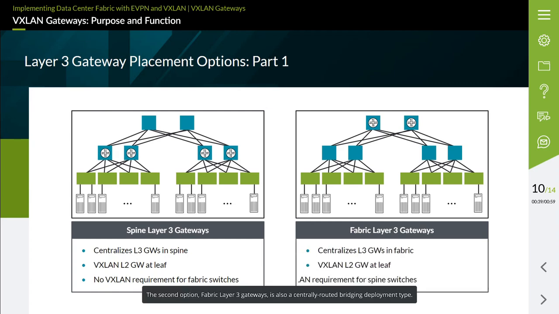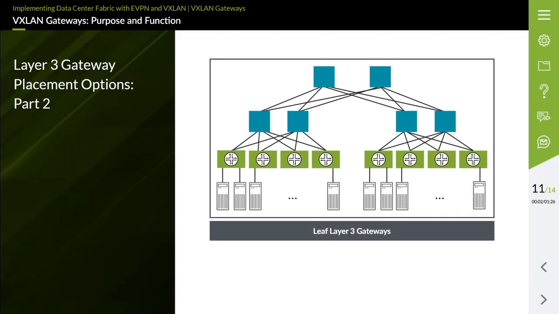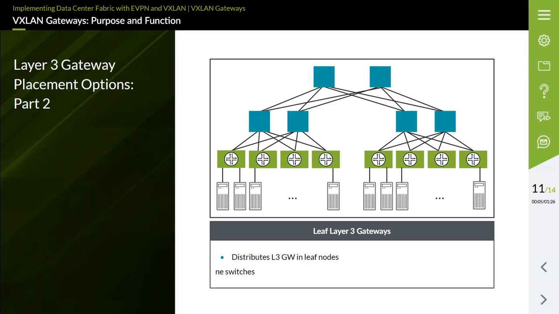The second option, Fabric Layer 3 gateways, is also a centrally routed bridging deployment type. With the Fabric Layer 3 gateways, the spine devices of each data center pod or fabric branch are not required to have any VXLAN capabilities, as they only forward IP packets to and from leaf devices to the Layer 3 gateways within the fabric. The third option shown is an ERB deployment method. With an ERB deployment, bridging between broadcast domains, or IRBs, occurs on the leaf nodes at the edge of the network. Each of these designs has benefits and drawbacks.